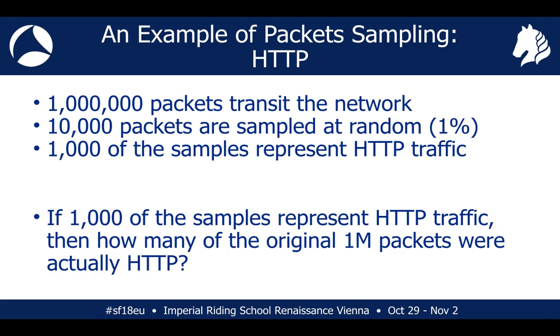Let's see an example. Let's consider this example where we have 1 million packets, out of which we sample 10,000 packets at random. So we sampled 1% of these million packets. So what we have in our hand are the 10,000 packets sampled at random. Now we start looking at those 10,000 packets and we see that 1,000 of these 10,000 packets represent HTTP traffic.